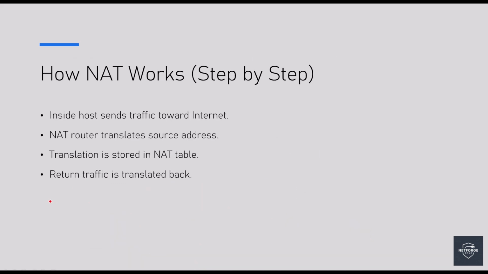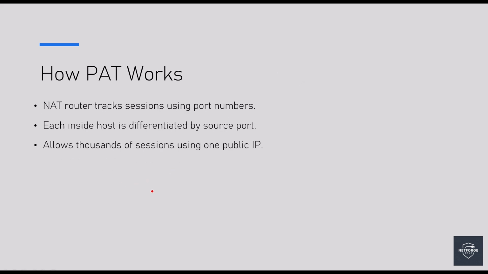How NAT works step by step is again going to be important to understand. The inside host sends traffic towards the internet. Like I said, the NAT router translates the source address. The destination address is not going to be changed. The translation is stored in a NAT table as I showed you, and return traffic is translated back. That is the simple thing. And about PAT, the same process of course, but this time we have a port number allocated for each one of the sessions, which means that each one of the internal devices is going to receive a port number just to differentiate from the others when using the same public IP address.